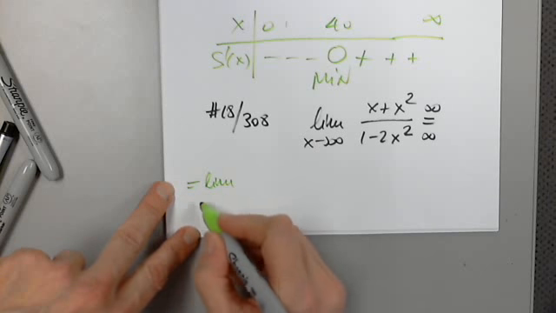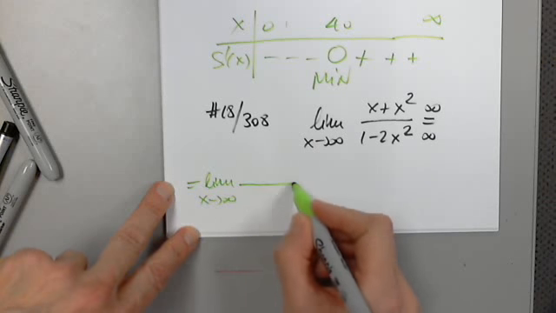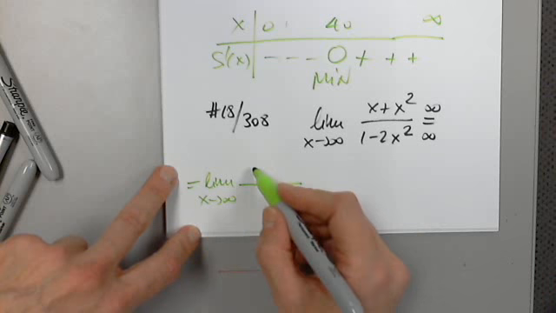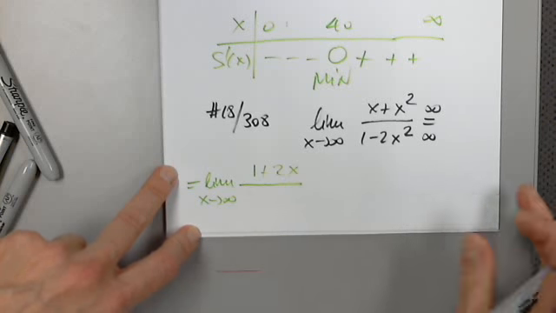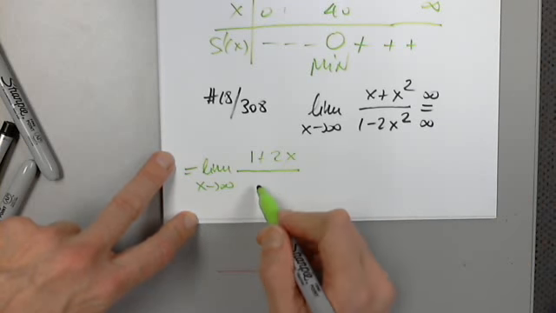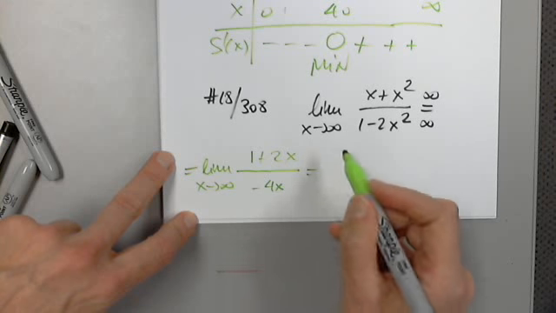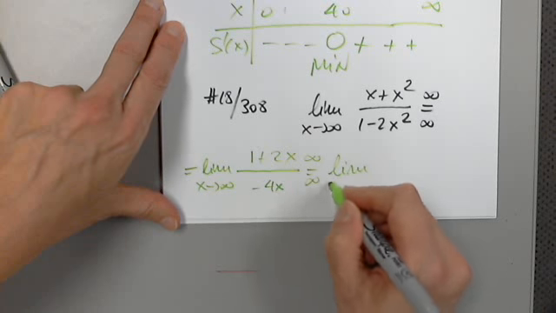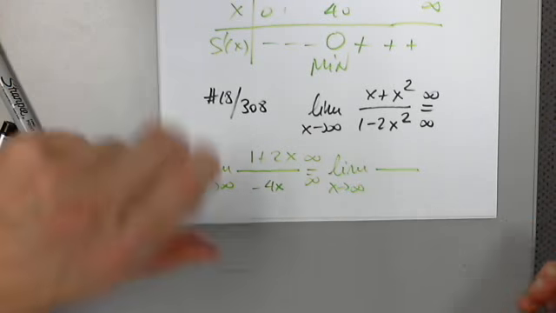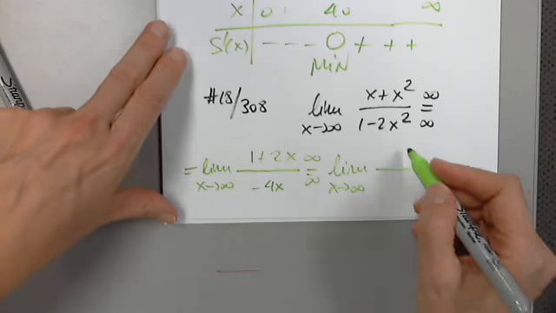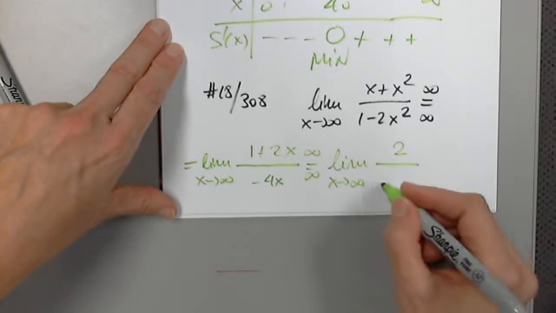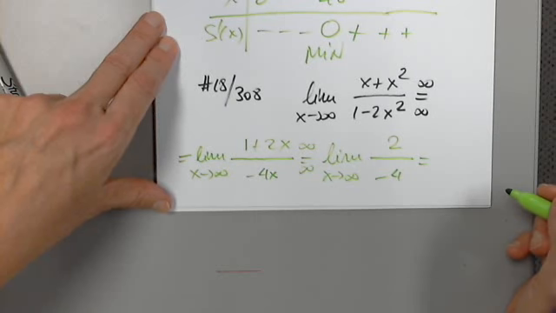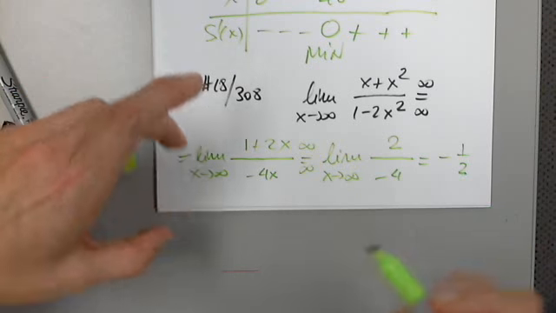So then the limit as x approaches infinity: the top prime is 1 plus 2x. The bottom prime is? Very good. It's still infinity over infinity. So now the limit as x approaches infinity, we differentiate the top and we differentiate the bottom. So the answer is, as expected, negative 1/2.